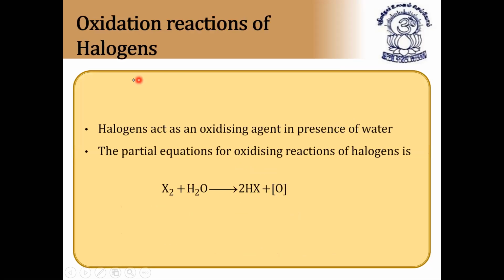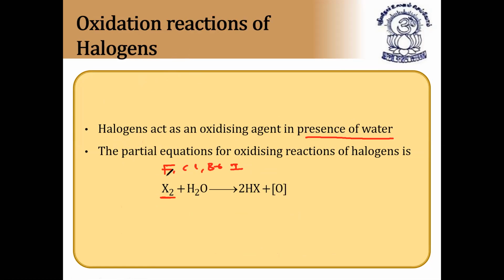Next, oxidation reactions of halogens. Lastly, this is oxidation reactions of halogens. Halogens act as an oxidizing agent in the presence of water. Very important: halogens act as oxidizing agents in the presence of water only. The partial equation for oxidizing reactions of halogens is halogen X, where X can be fluorine, chlorine, bromine, or iodine.